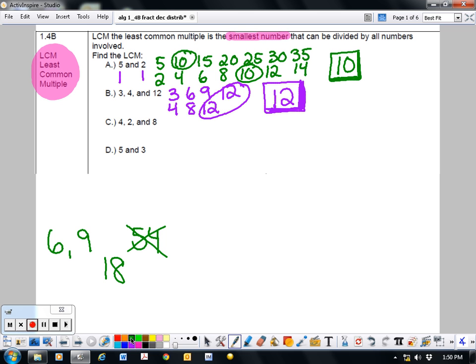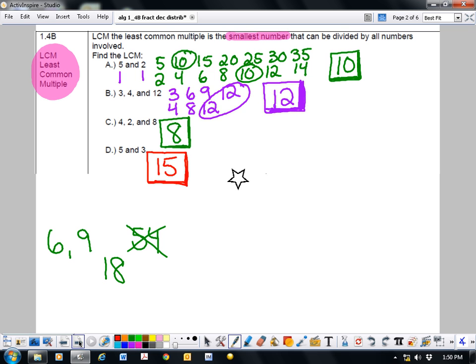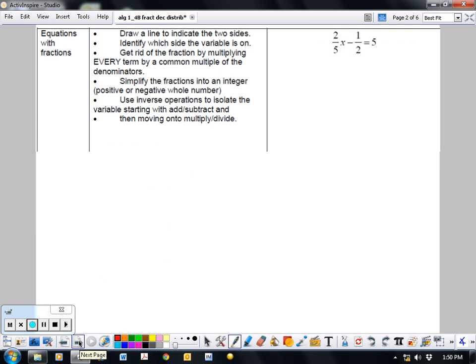So very similar to that one, we have 4, 2, and 8. 8 would be your LCM, lowest common multiple, because 4 goes into 8, 2 goes into 8, and 8 goes into 8. And then 5 and 3, that would give us 15. So how are we going to use these?